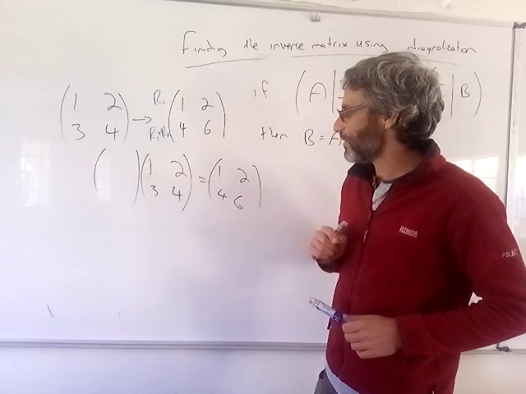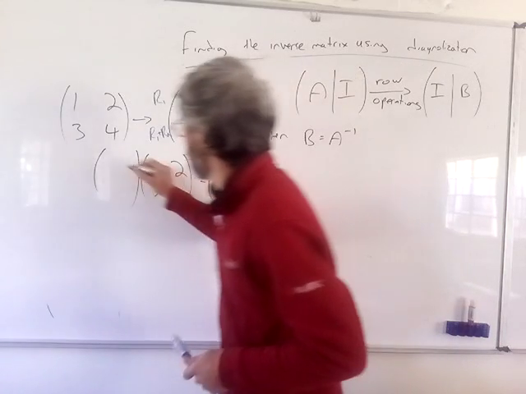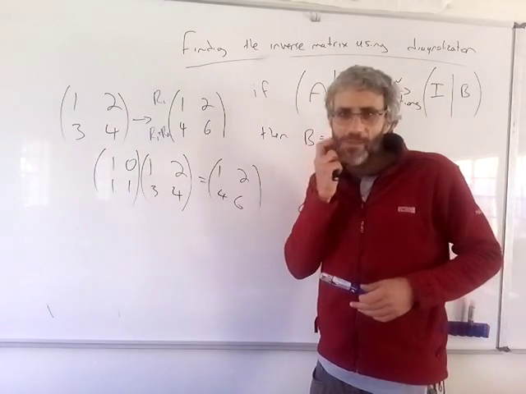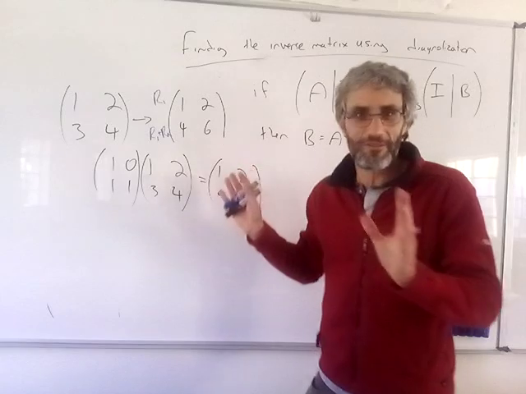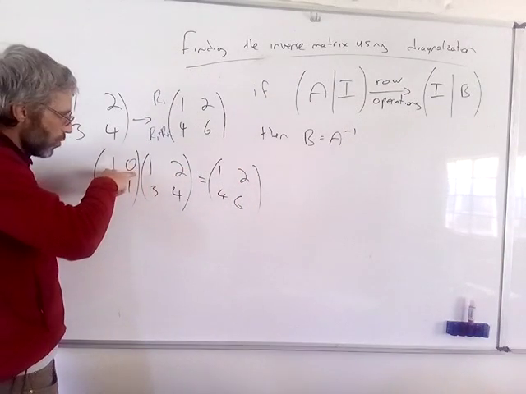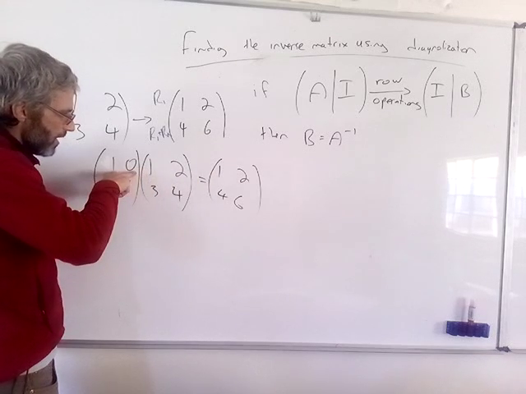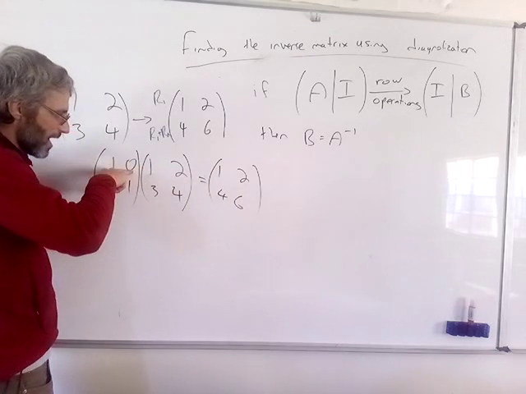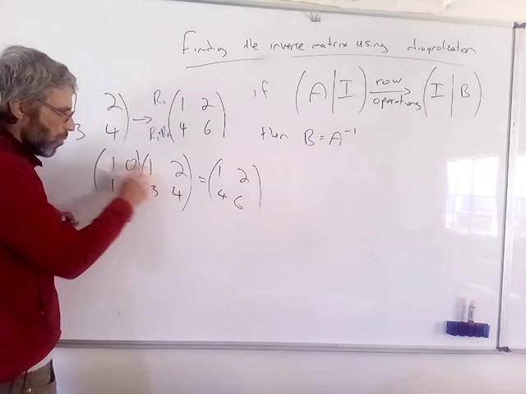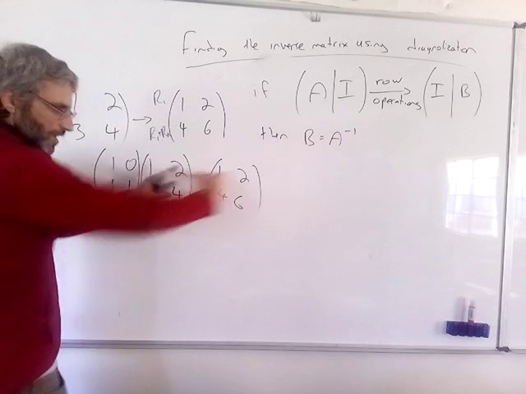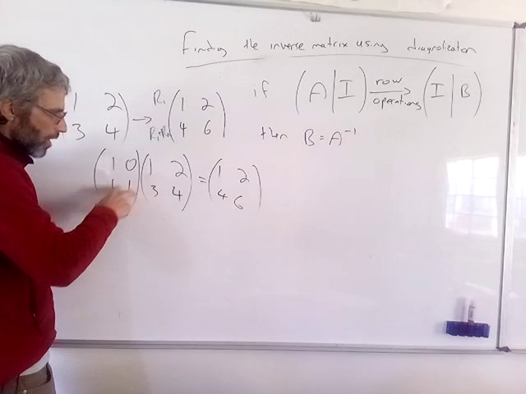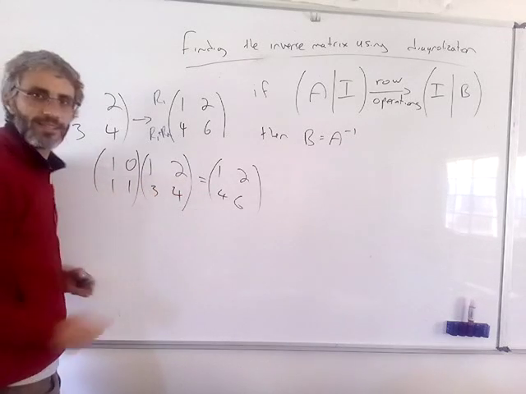Okay? So, the answer is 1, 0, 1, 1. Now, let's just see first of all if I guessed right. So, row times column. 1 times 1 is 1. 1 times 2 is 2. And you see what's happening with that 0, it's always timesed by this, it makes sure that only the 1 counts, so that doesn't change that first row. Then 1 times 1 plus 3 times 1 is 4. 1 times 2 plus 1 times 4 is 6, okay?